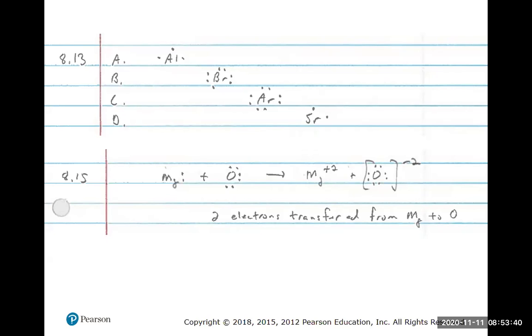Now we write the magnesium as Mg with a +2 superscript, and then the oxygen picks up those 2 electrons that came from magnesium. So now we've completed the octet for oxygen. Then we put parentheses around that and give it a -2 charge. So our charge is balanced, +2, -2, that's good. We've shifted those electrons, and so in this case it's a 2 electron transfer reaction from the magnesium to the oxygen.